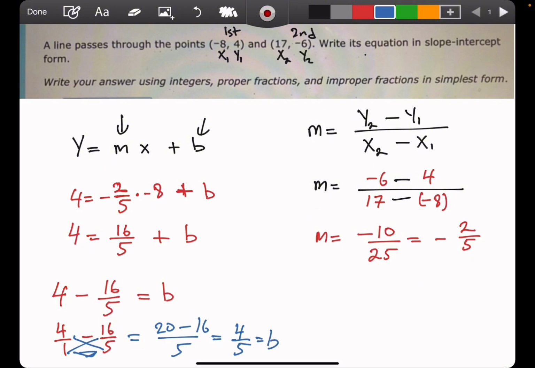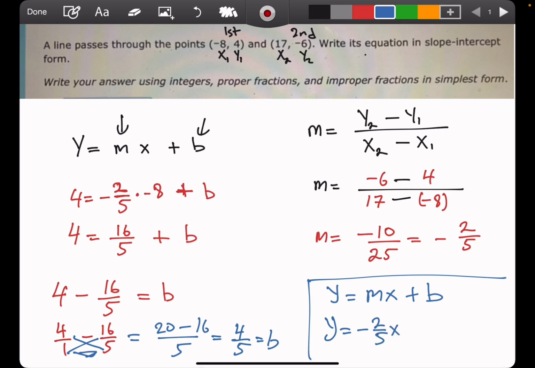Wow. Did you see that? Now, can we answer the question? Y equals mx plus b. So y equals, what is m? Negative 2 over 5 x. And what is our b? Plus 4 over 5. And that's it.